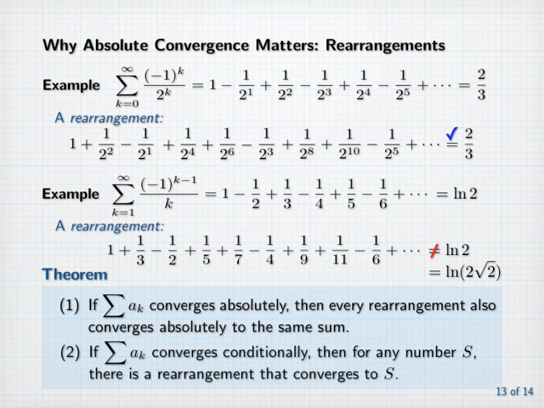If the sum of a_k converges conditionally, then for any number s, there is a rearrangement of that series that converges to the number s. In other words, given any conditionally convergent series, it's possible to rearrange the series so that it sums to any number we like.